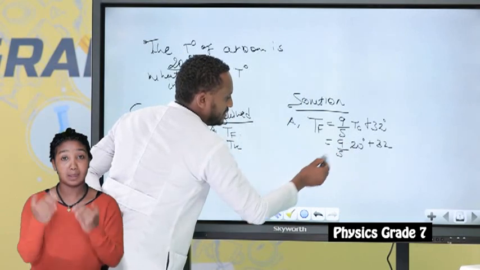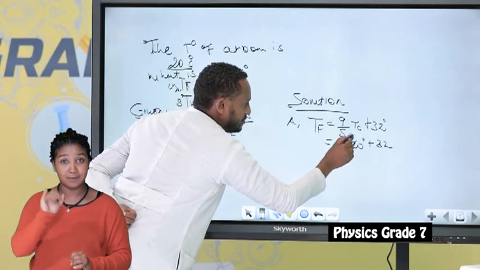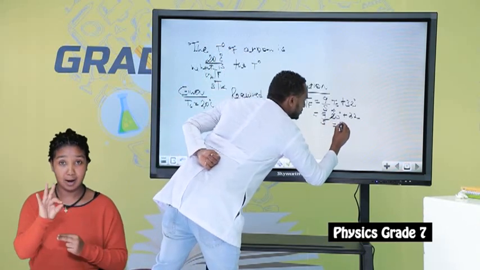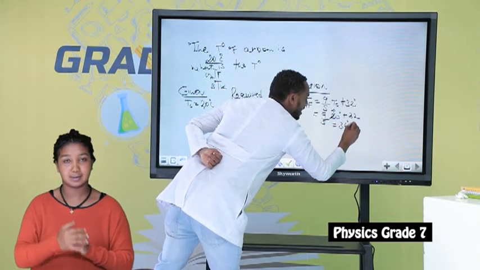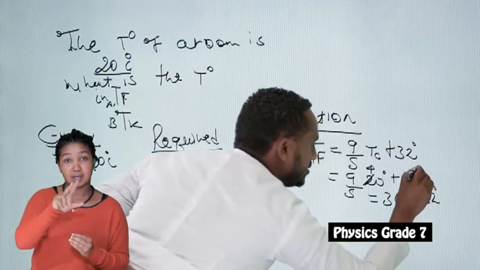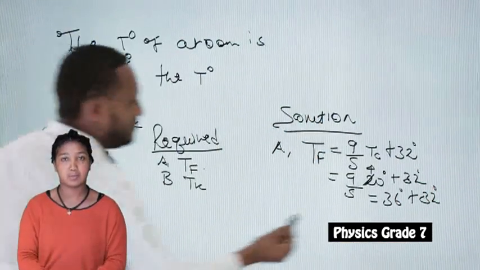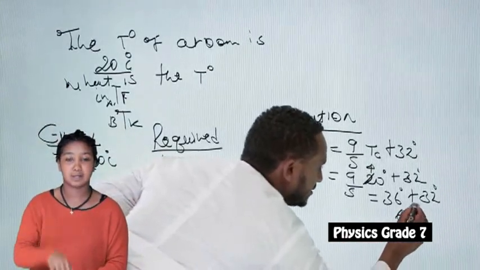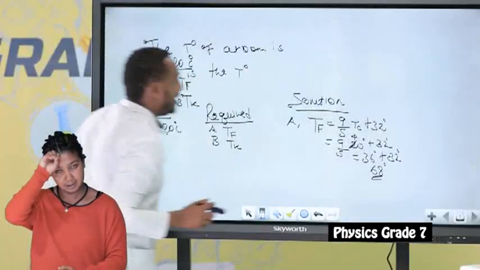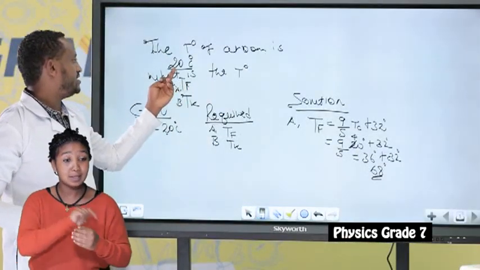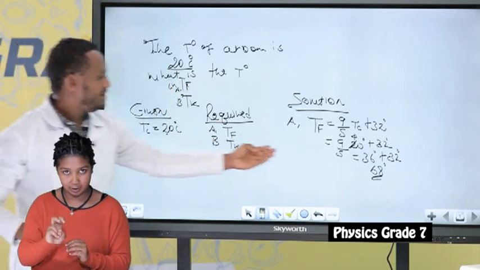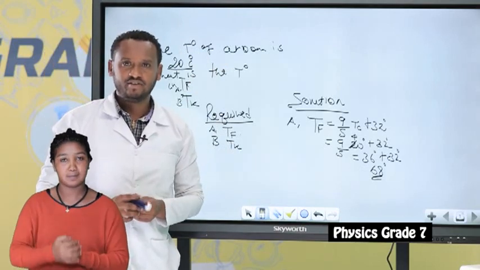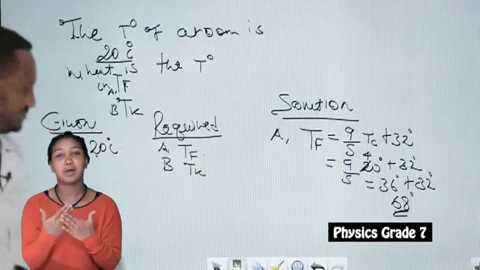Now 20 divided by 5 is 4. 4 times 9 is equal to 36 degrees, plus 32 degrees. So the sum of the two is 68 degrees. So the temperature in Celsius is 20, and the temperature in Fahrenheit is 68 Fahrenheit. Is it clear? Very good. Let us do the next one.